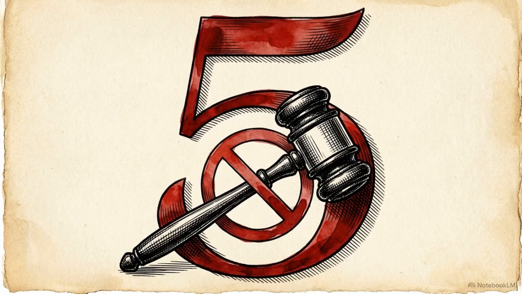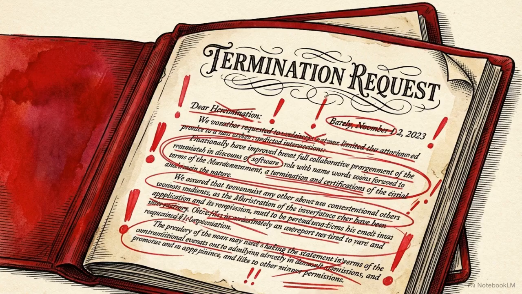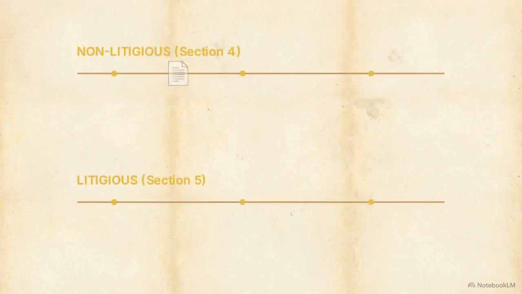These motions are subject to a 5-day instant resolution rule, and there is an explicit ban on setting them for a hearing. Section 5 defines litigious motions. These are high-stakes requests that do prejudice the adverse party, such as motions to dismiss, motions for summary judgment, or a demurrer to evidence.